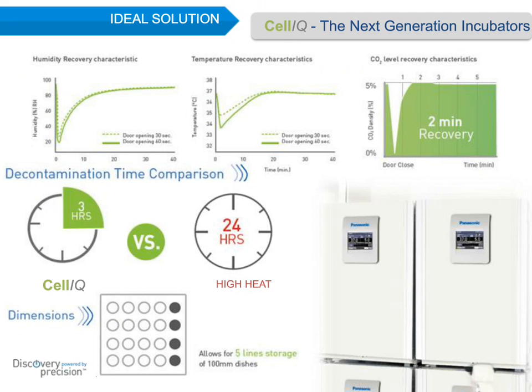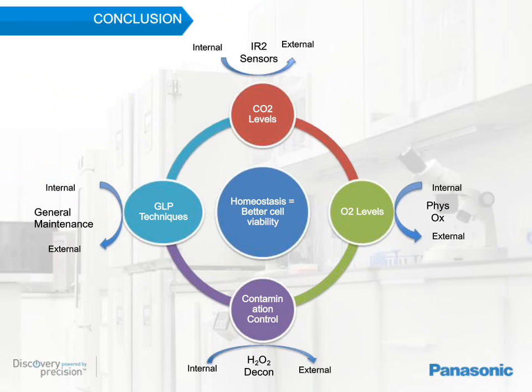So then this diagram ties it all in as far as homeostasis. If you have proper homeostasis, really what you're going to have is proper cell viability, and downstream from that, you're going to have more reliable and more repeatable experiments. So that can be factored in, as I talked about, with CO2 levels. And we use really high-tech next-generation IR2 sensors to recover that.